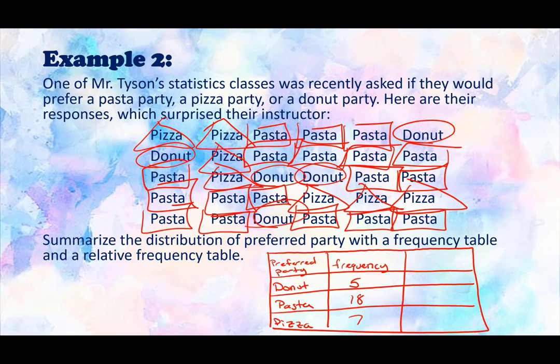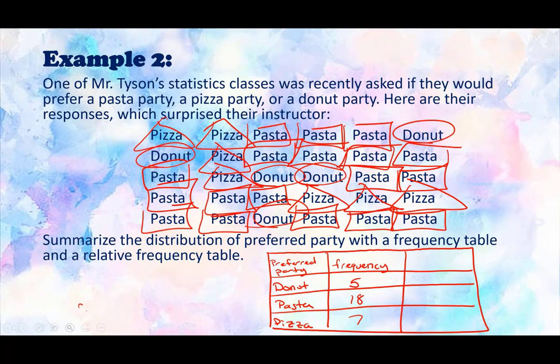Now, because we know that we have 30 kids here in this class, I always recommend making sure that your frequency adds up to that number. So 18 and 7 is 25, plus 5 is 30. So this right here is our frequency table, okay?